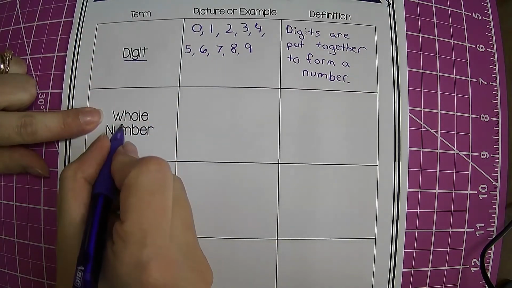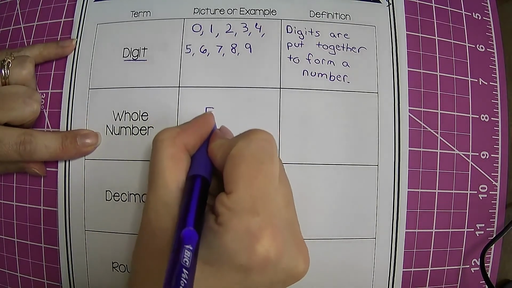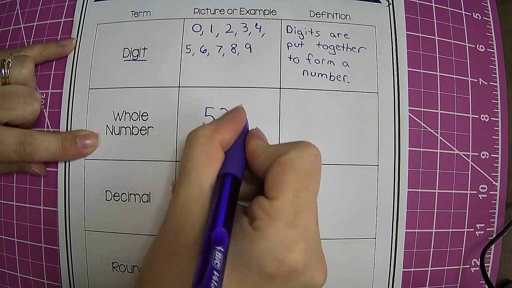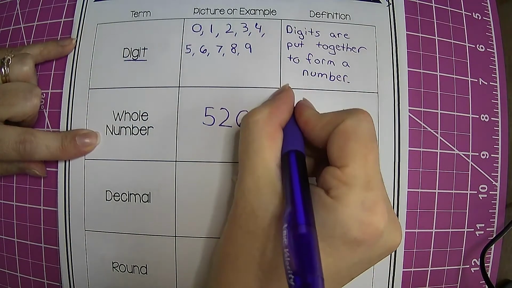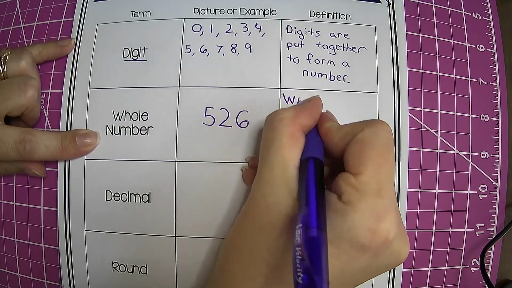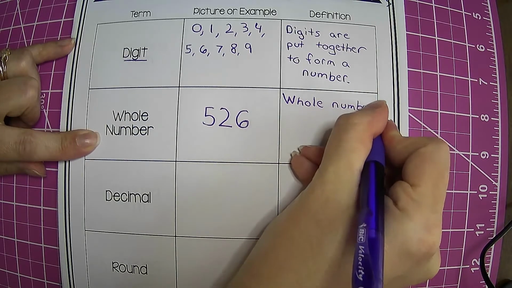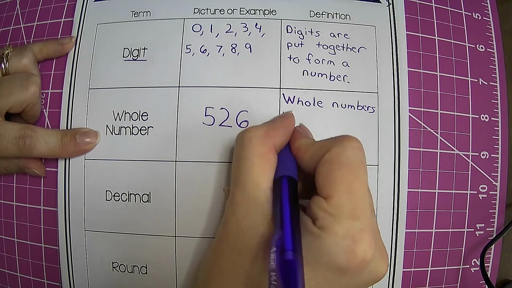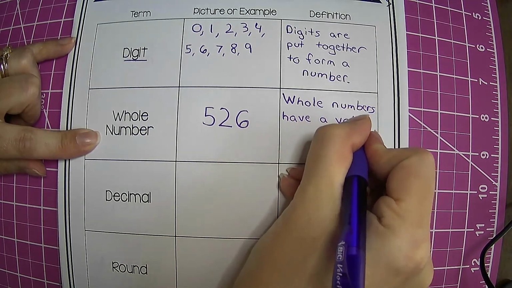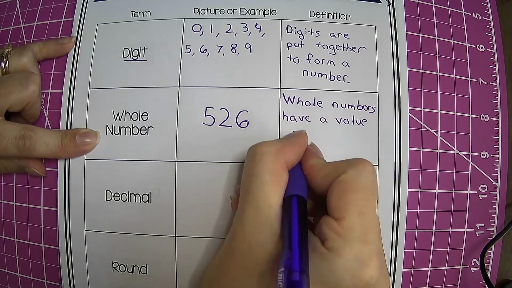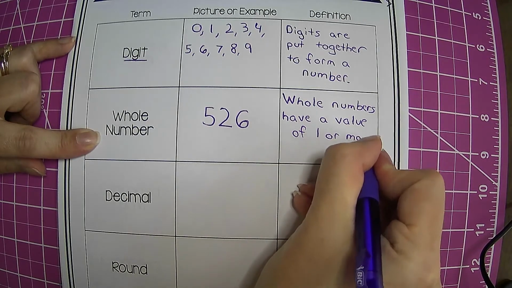Next we have a whole number. So an example of that, I have 526. So whole numbers have a value of 1 or more.